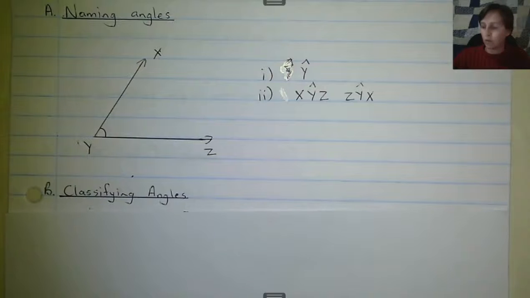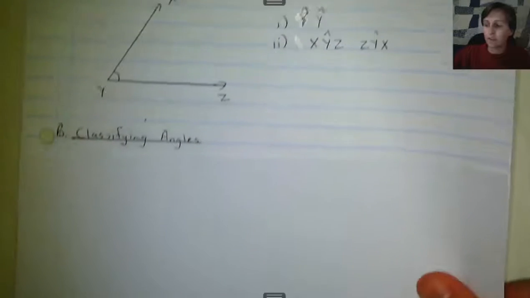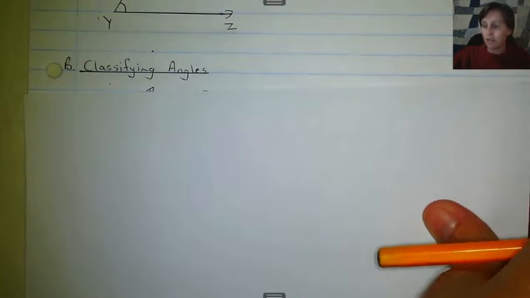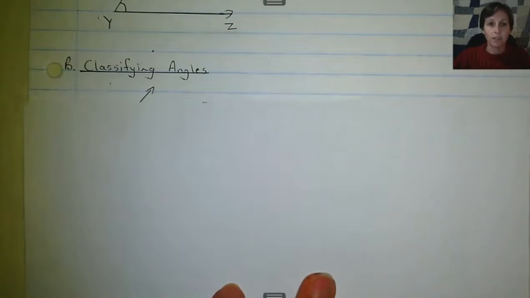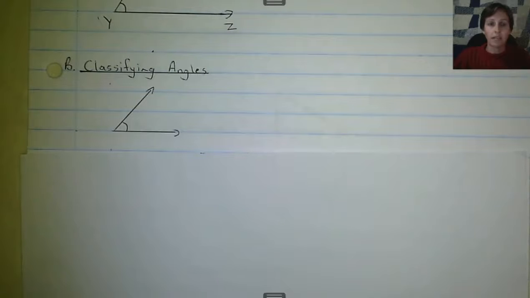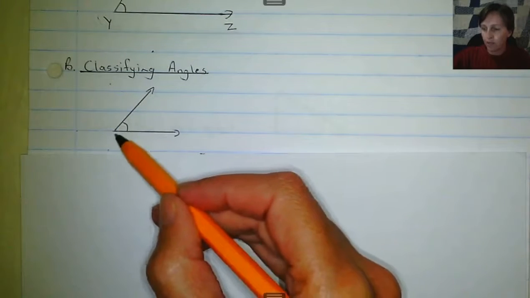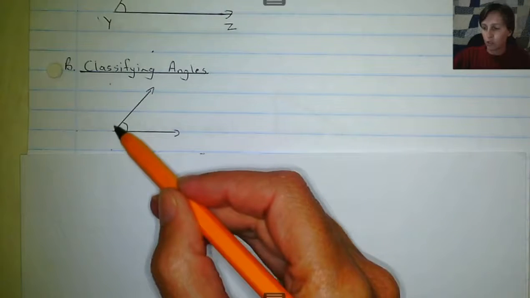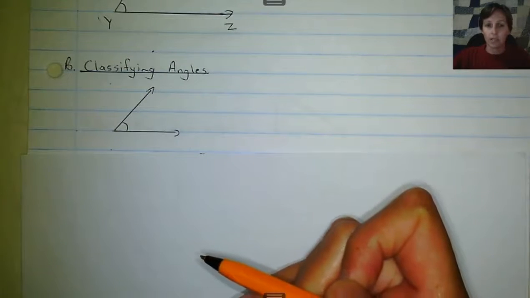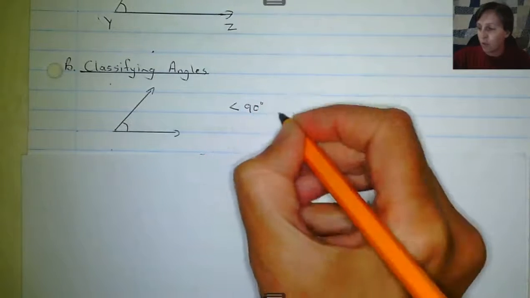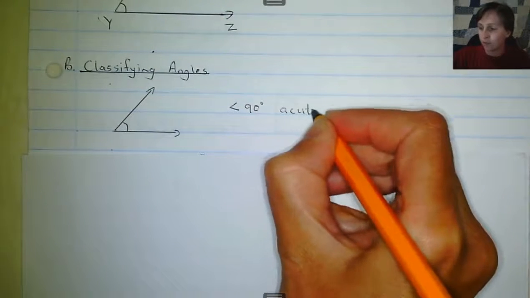Alright, the next part that we move on to is classifying angles. There's a difference between naming an angle and classifying an angle. Naming the angle is just to say where it is. When we classify an angle, we say how big the angle is. So if we have a look at this angle here, this is smaller than a square corner. Anything that is smaller than a square corner, being a right angle, which is 90 degrees, so anything less than 90 degrees, we call an acute angle.